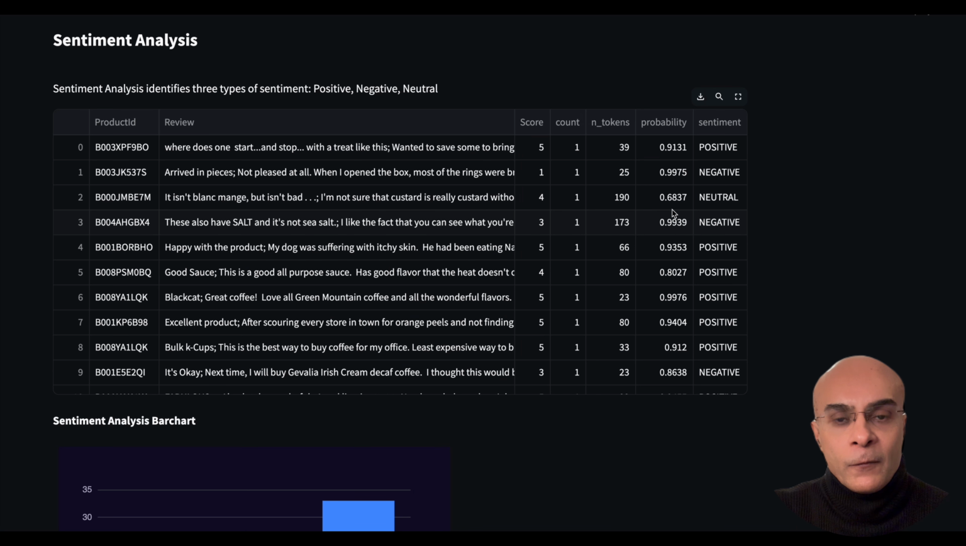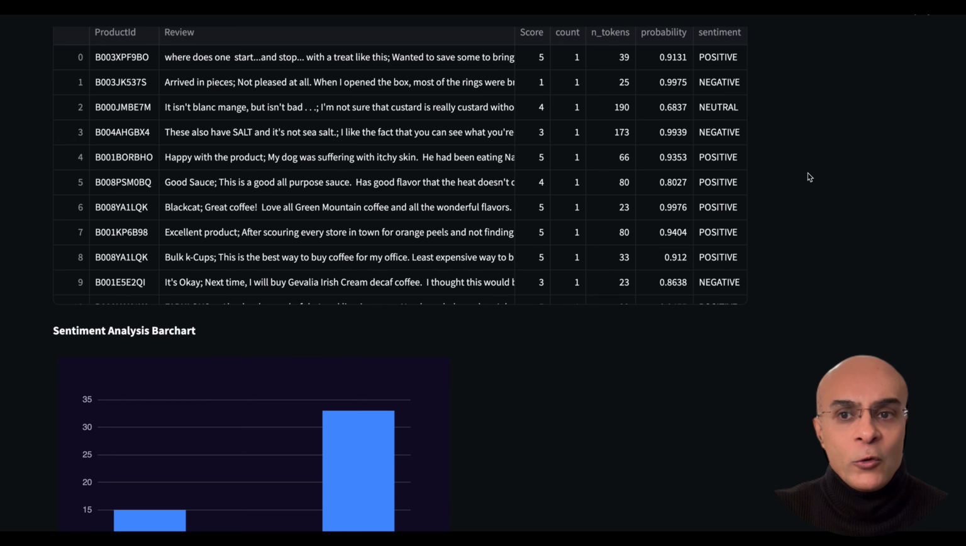Now this is very useful because if a sentiment is very negative, then it has a very high probability. It means that it is a seriously negative customer review, and the company could prioritize this to analyze it first before others. Now, you can also analyze the sentiment using a bar chart.